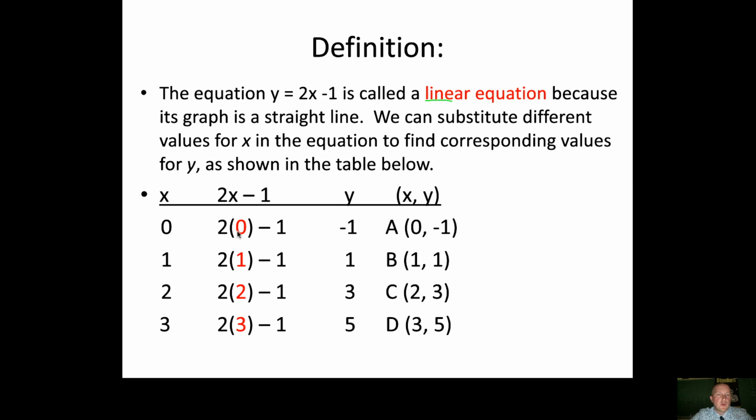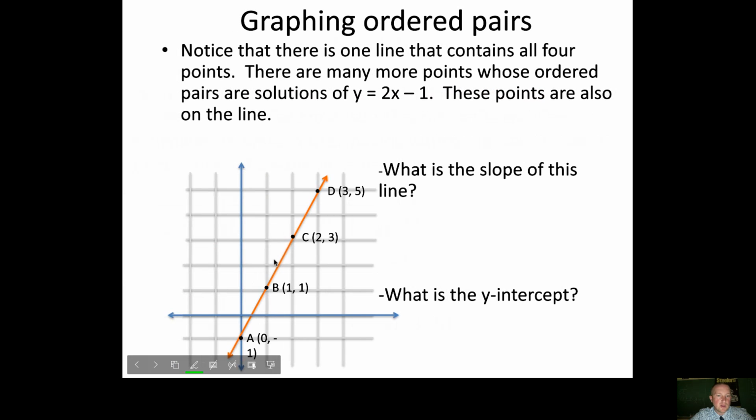Then you keep going. You can generate as many ordered pairs as you want. If x was 1, 2 times 1 is 2. 2 minus 1 is +1. So the ordered pair 1, 1 lives on your line. So on and so forth. So notice how we did this 4 times. We get 4 ordered pairs. And if we would plot those ordered pairs, it would look like this. And then you connect them.